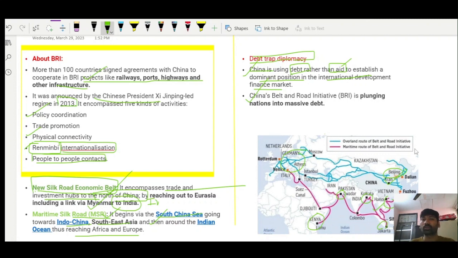So this is about the Belt and Road Initiative and China's debt trap diplomacy, and how China has been increasing its bailout packages. That's all for today's discussion.